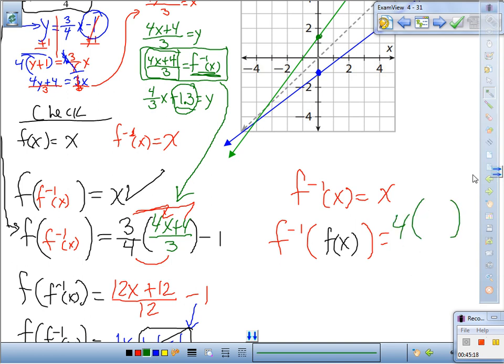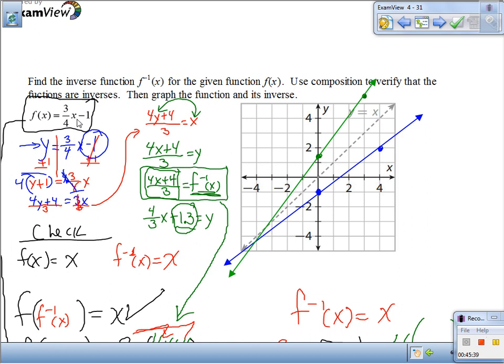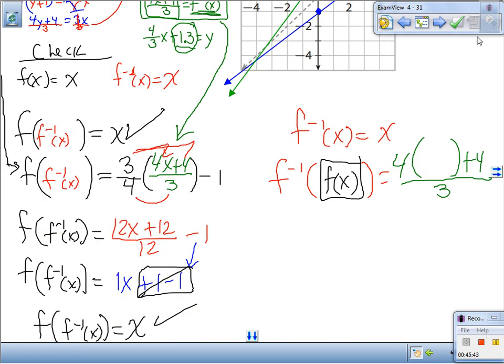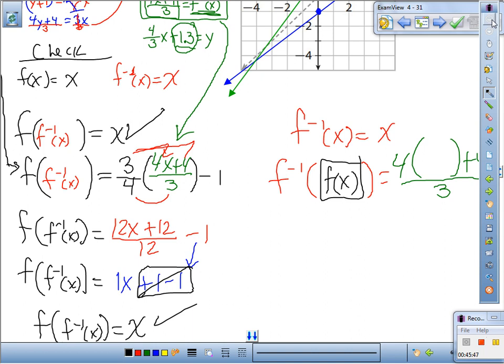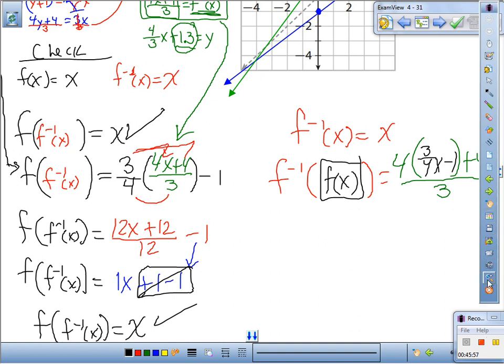4, big parentheses, plus 4 over 3. However, instead of writing here x, what am I going to write? Whatever f of x was. What was f of x? F of x is 3/4 x minus 1. Let me zoom in for those of you that can't see from the back.